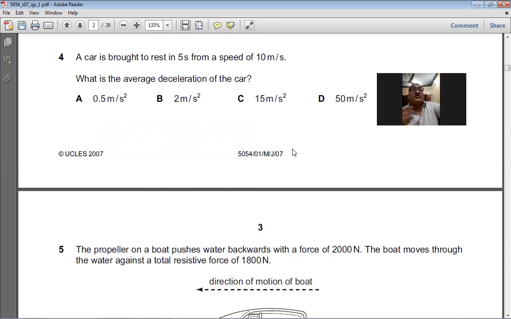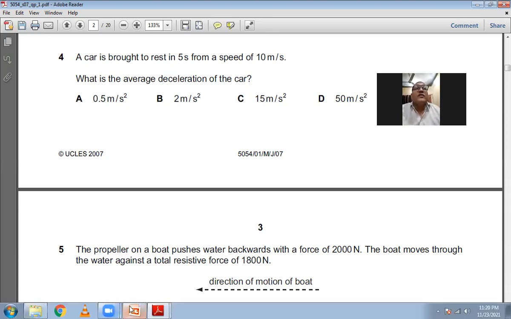The final velocity is 0 because the car is brought to rest. So the final velocity will be 0. Initial velocity is 10 meters per second. And this change took 5 seconds. So what's the deceleration? The formula is: acceleration is equal to the final velocity minus initial velocity, the whole thing divided by time.